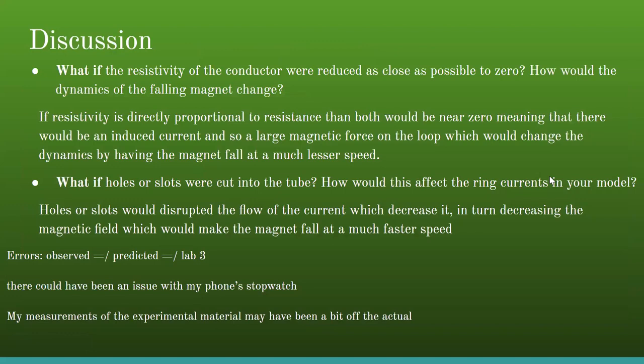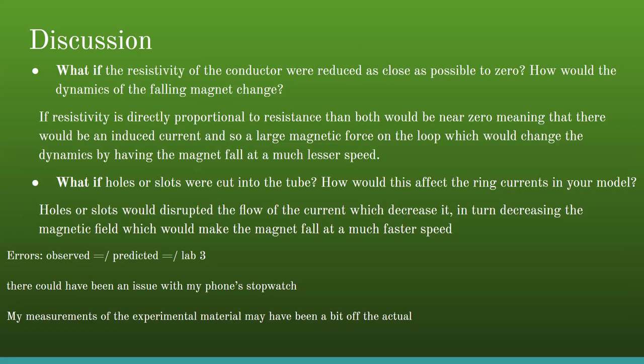So now for the discussion. If resistivity is directly proportional to resistance, then both would be near 0. That means there would be an induced current, and so a large magnetic force on the loop, which happens when there's an induced current. So resistivity and resistance are directly proportional, but magnetic force and resistance are inversely proportional.